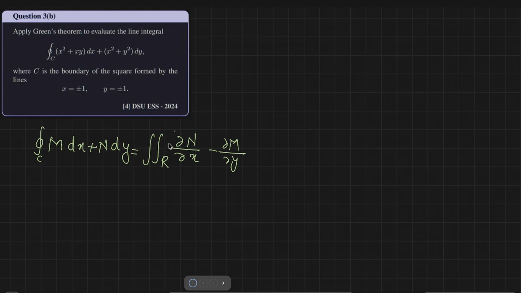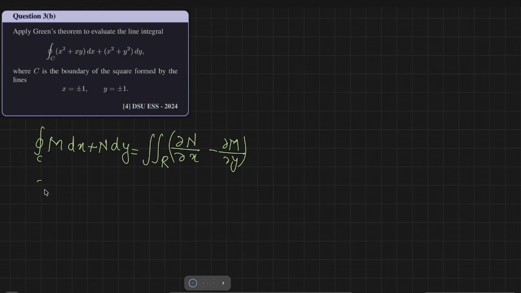This was the question. Now come to the next question, question 3b 2024. Apply Green's theorem to evaluate the line integral. It's very easy. What is Green's theorem? If it is M dx plus N dy, then convert this integral to a double integral over R of the partial derivative of N with respect to x minus the partial derivative of M with respect to y. Means the partial derivative of the second with respect to the first variable, minus the first with respect to the second variable.